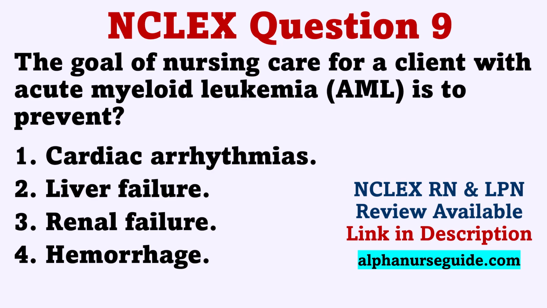The correct answer is 4. Bleeding and infection are the major complications and causes of death for clients with AML. Bleeding is related to the degree of thrombocytopenia, and infection is related to the degree of neutropenia. Cardiac arrhythmias rarely occur as a result of AML. Liver or renal failure may occur, but neither is a major cause of death in AML.